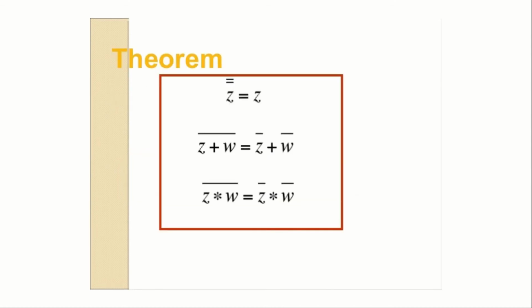Next is z double bar. I already told you that a double conjugate will always become the complex number itself. That is, z double bar becomes z itself. Next, z plus w whole bar is z bar plus w bar. Next, z into w whole bar will become z bar into w bar.